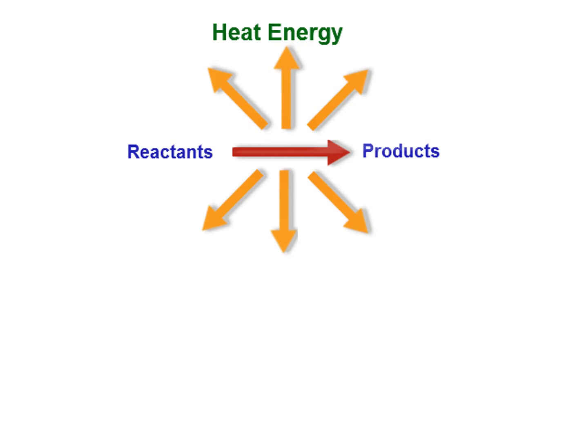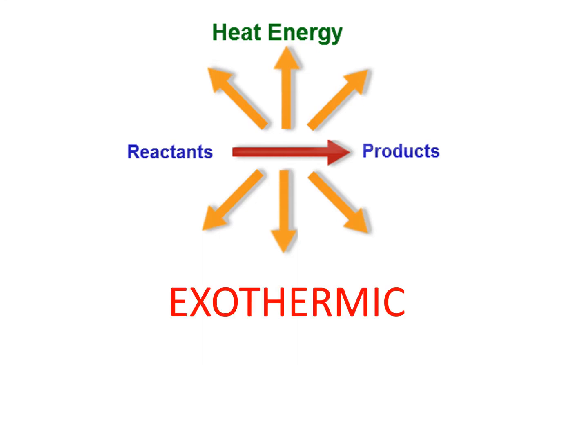We have a name for this type of reaction. We call it an exothermic reaction. The definition of an exothermic reaction is one that transfers energy to the surroundings so the temperature of the surroundings will increase. We can remember this by thinking of the prefix exo in exothermic as referring to something exiting. In this case, heat energy leaving into the surroundings.